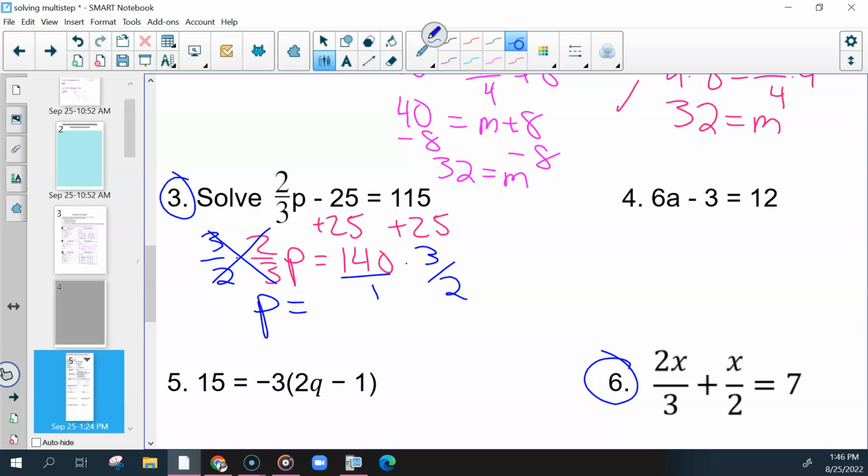210. If we were to put 210 back in for p, we should get 115 after we simplified all that. I'm not going to do that. I know the answer is 210, but we should be practicing putting our answer back in and simplifying. Do you have any questions on that before I show you the second method?